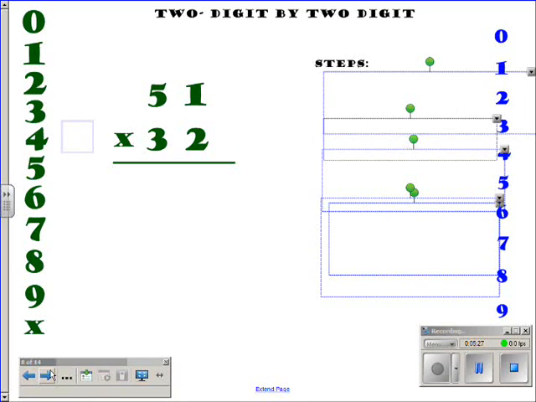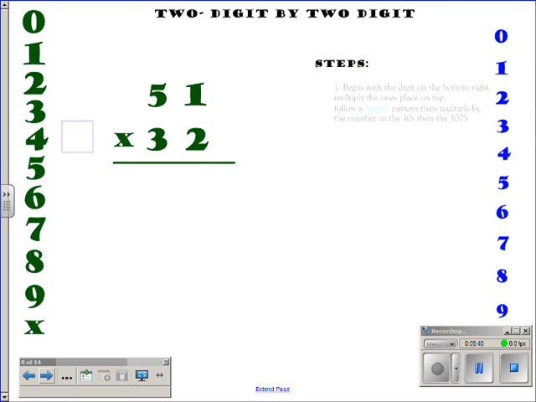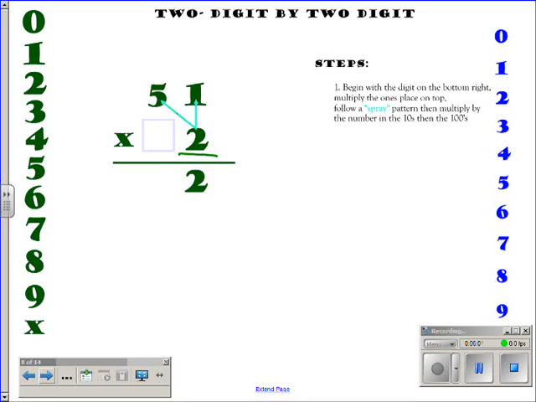All right, now we're going to go to a 2-digit by 2-digit problem. Here we have 51 times 32. You're going to start with the digit on the bottom right. We always start with the bottom right, whether we're doing a 2-digit by 2, 2 times 3, that's where we always start. You're going to follow the same spray pattern and pretend as though your 3 is not even there. So in this case, we go 2 times 1 is 2, 5 times 2 is 10.